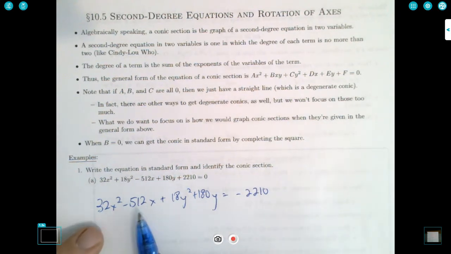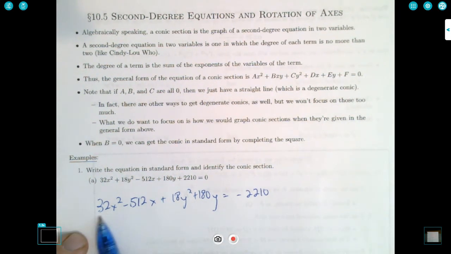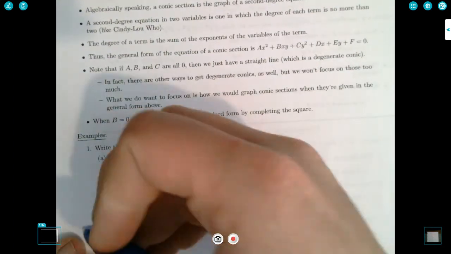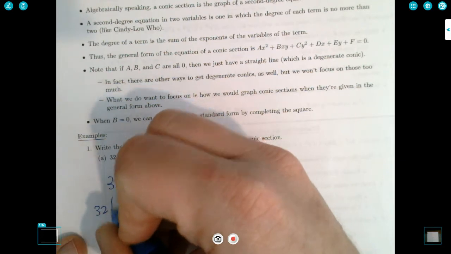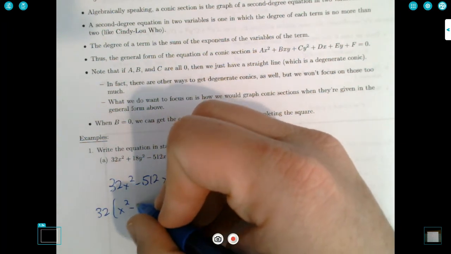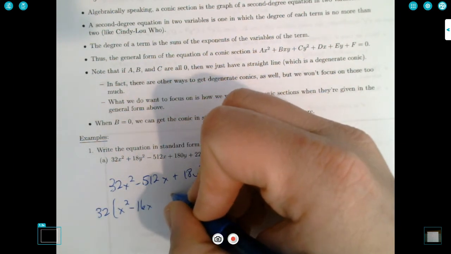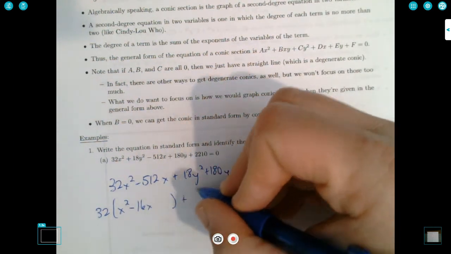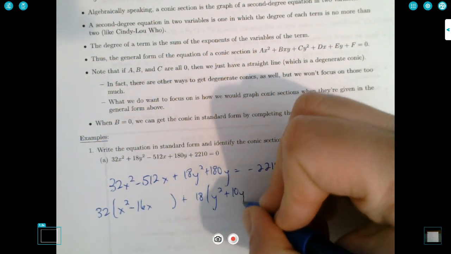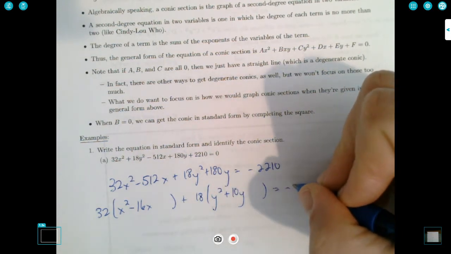Then you factor out the coefficient on your x squared term and on your y squared term. In this case, I'm going to factor out the 32. That'll leave me with an x squared, and 512 divided by 32 is 16. So x squared minus 16x, and leave yourself some space so you can complete the square. Over here I'm going to factor out an 18, and it'll leave me with y squared plus 10y. Again, leave some space to complete the square.